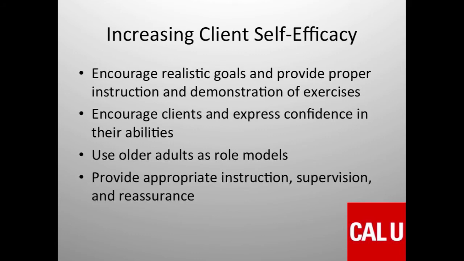One way that we have found that we can help older adults become more active is to work on increasing their self-efficacy. To increase self-efficacy, we can encourage realistic goals and provide proper instruction and demonstration of exercises. So if a client is coming in and telling you they're going to run a 5K when they've not even been running at all yet, it might be good to talk them down to a more realistic goal, something that might be more manageable so that they can be successful.